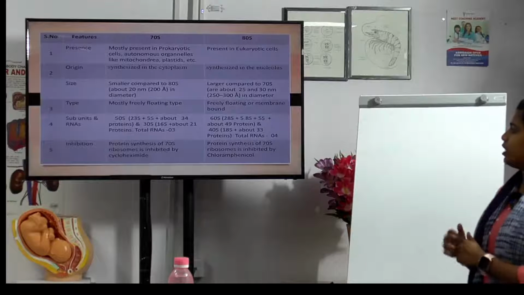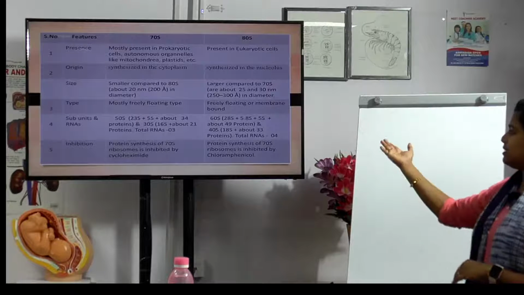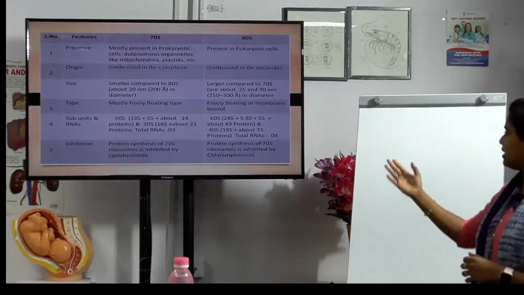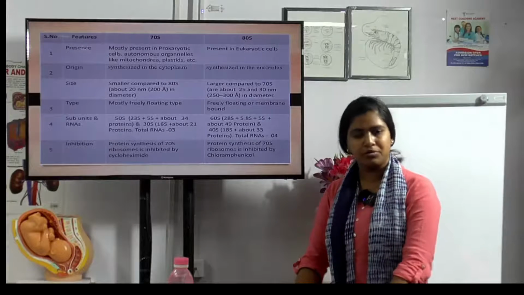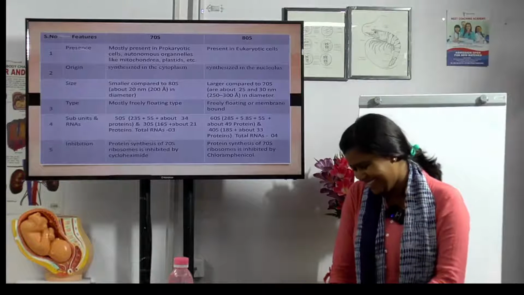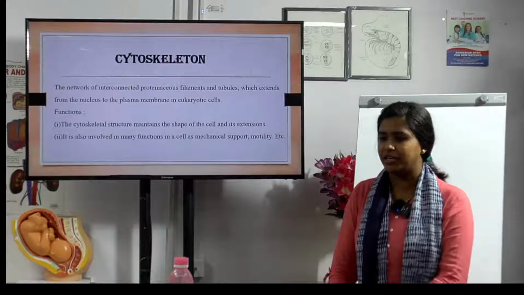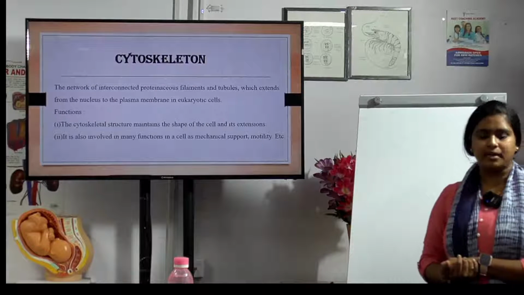And then inhibit, what they do is they inhibit the protein synthesis. 70S ribosomes are inhibited by chloramphenicol, இங்க வந்து cycloheximide. Any uses of chloramphenicol? Chloramphenicol என்னது? It is used in ear infection and all, chloramphenicol. Okay. Okay, now cytoskeleton. Cytoskeleton na?